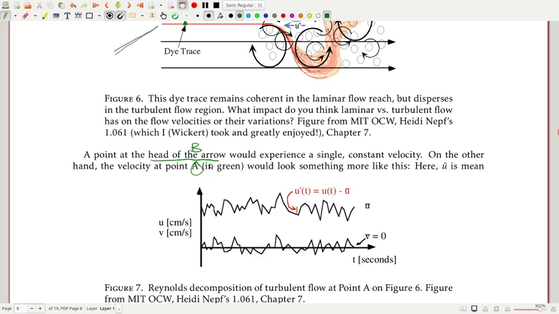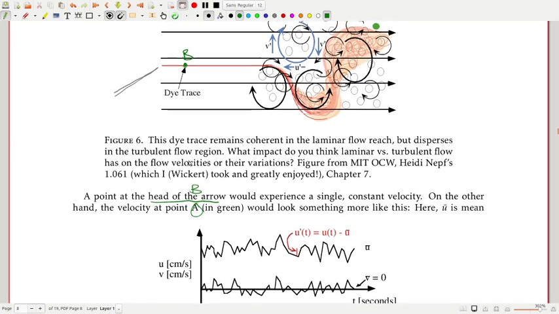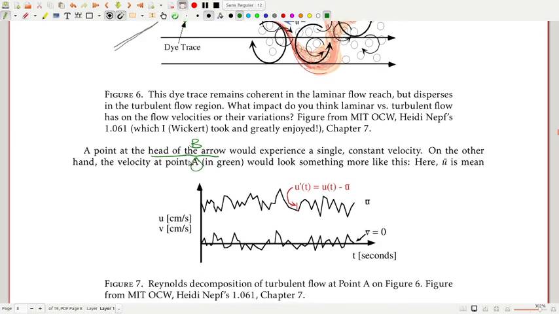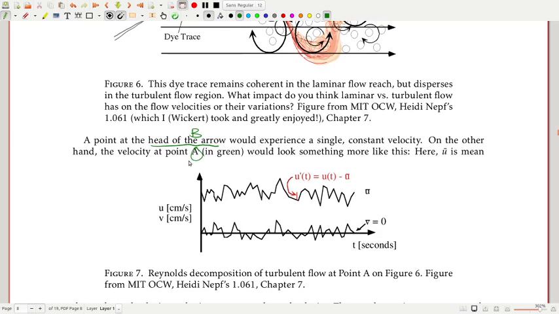But on the other hand, this point A, which is right over there, is going to have a velocity that looks something more like this. And so over here we have the downstream velocity, which is u bar. And down here we have the cross-stream velocity, which is v bar.